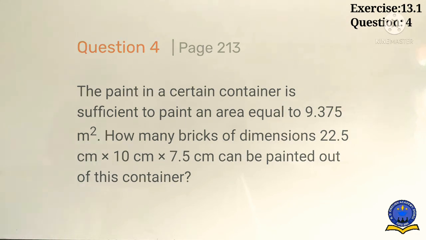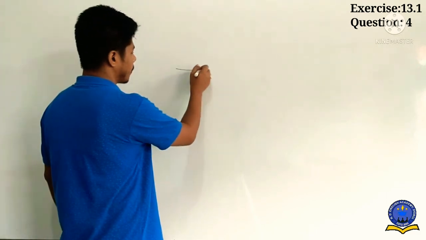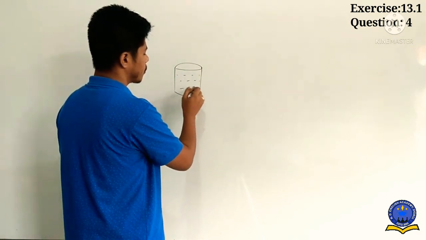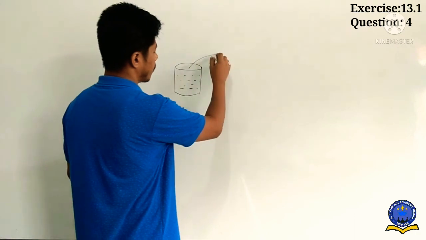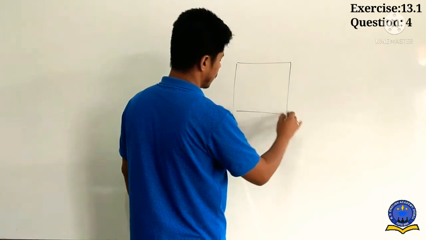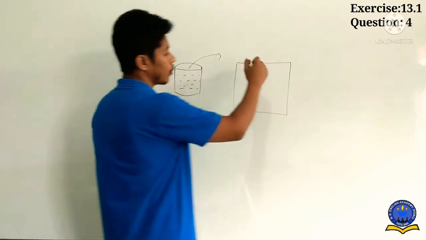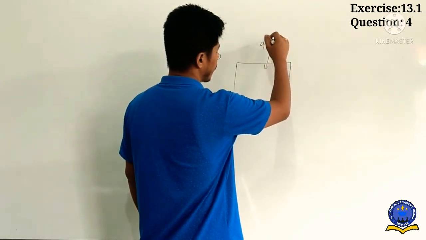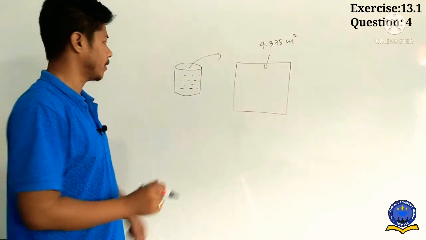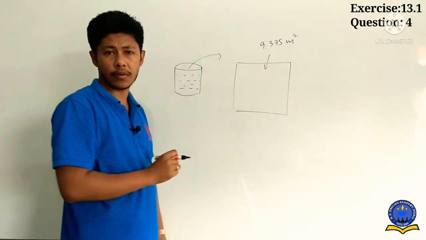If you think practically, suppose a container is given to us, and this container is full of paint. Through this paint, we have to paint a wall. For example, the wall is this one. Clear? And the area of this wall is given as 9.375 meters square. So through this paint, we painted this wall.